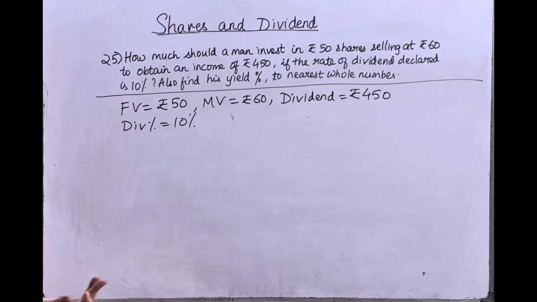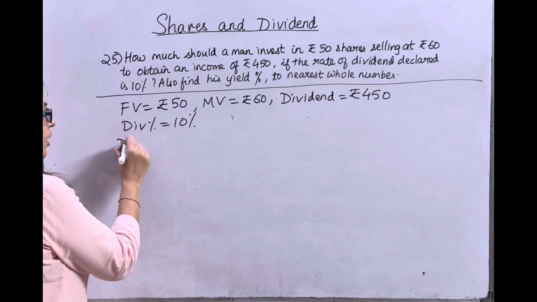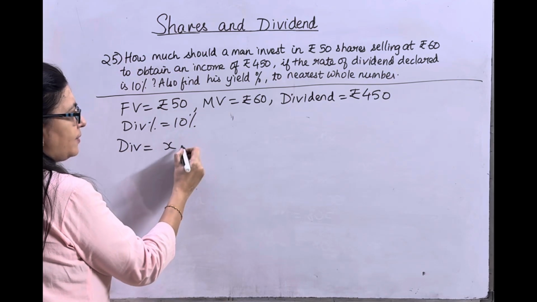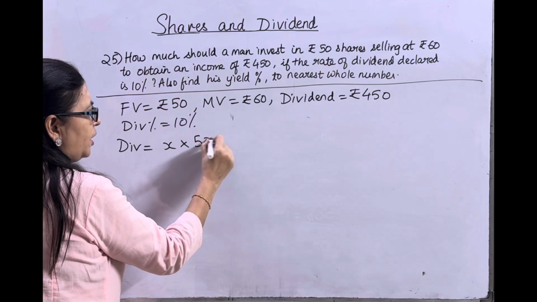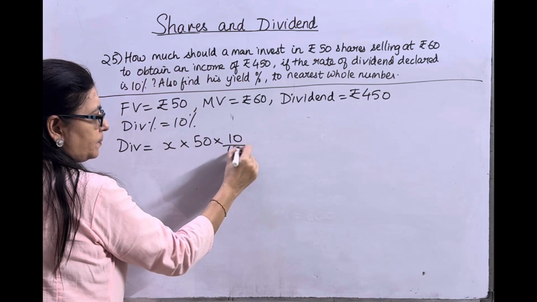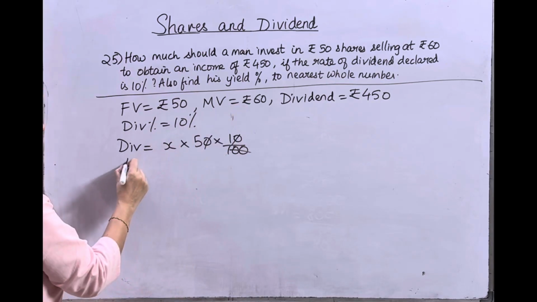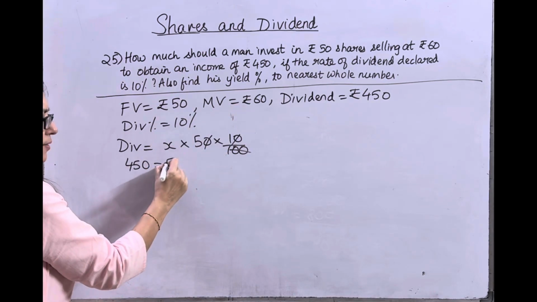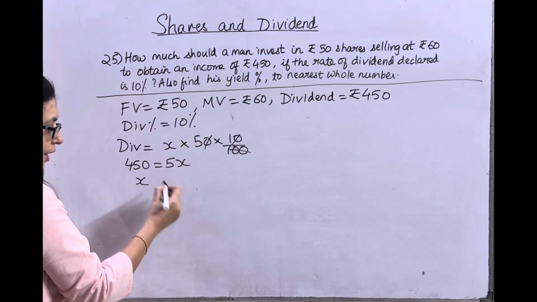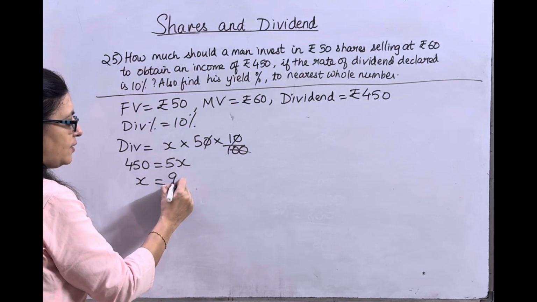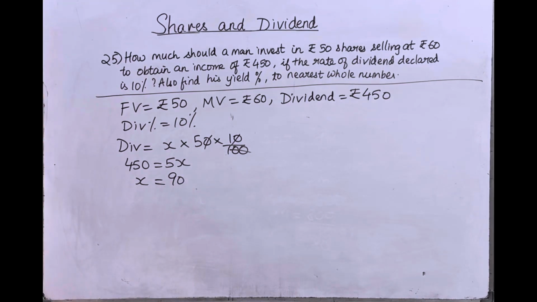Okay. Now first thing, the number of shares is not given. You have to find the number of shares. You can use the formula for dividend. So dividend is equal to number of shares, let it be x, into face value into dividend percent. Right? Two zeros cut. So this is dividend, what is given? 450. 450 is equal to 5x. So x is equal to 450 divided by 5, which is 90. So now you know the number of shares.